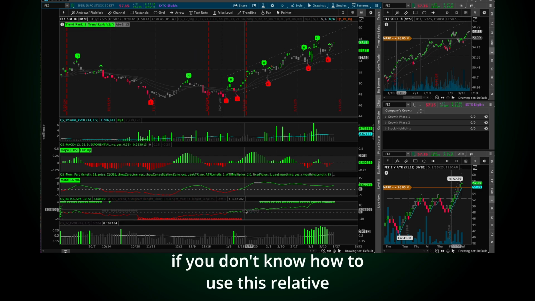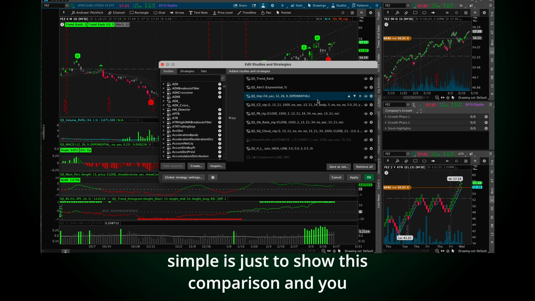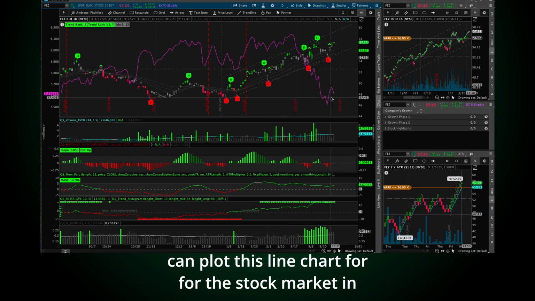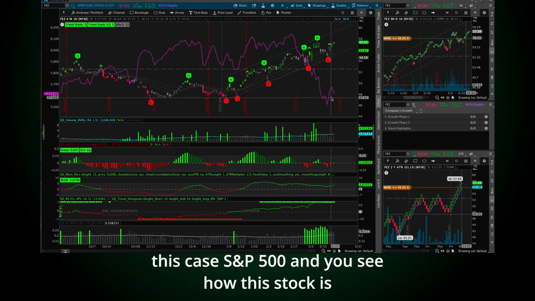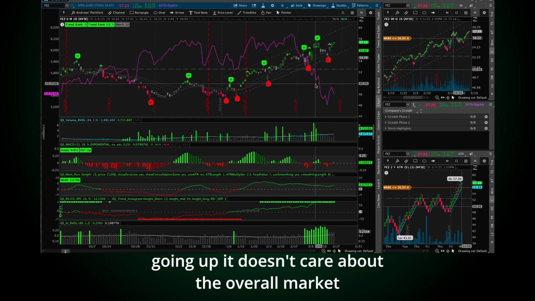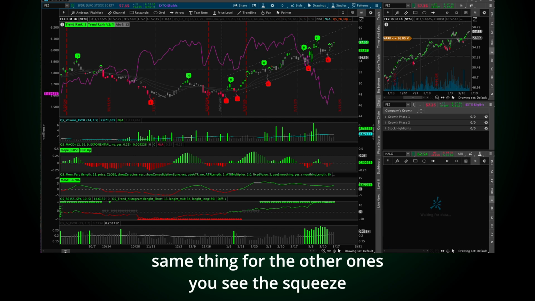If you don't know how to use this relative strength, again, no RSI, something that is very simple is just to show this comparison, and you can plot this line chart for the stock market. In this case, S&P 500. And you see how this stock is going up. It doesn't care about the overall market. The stock is going to trade high. And you can do the same thing for the other ones.